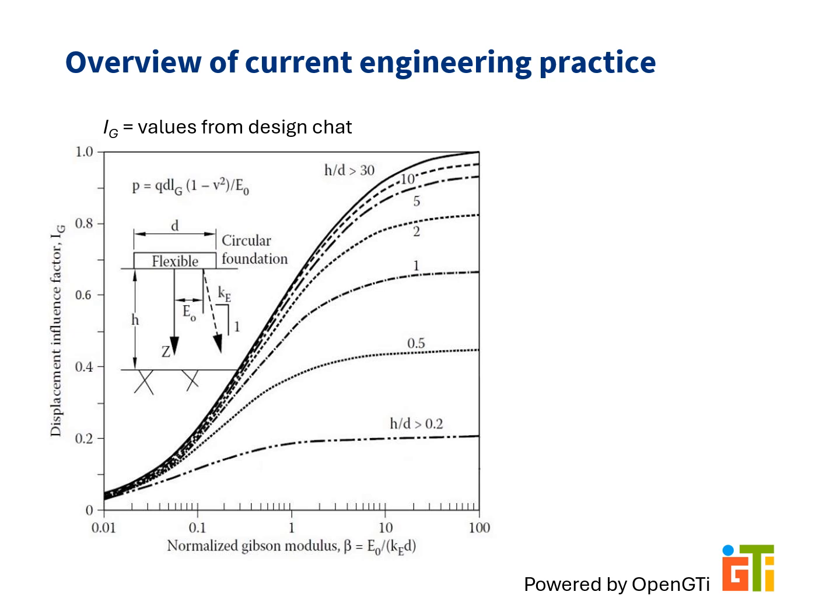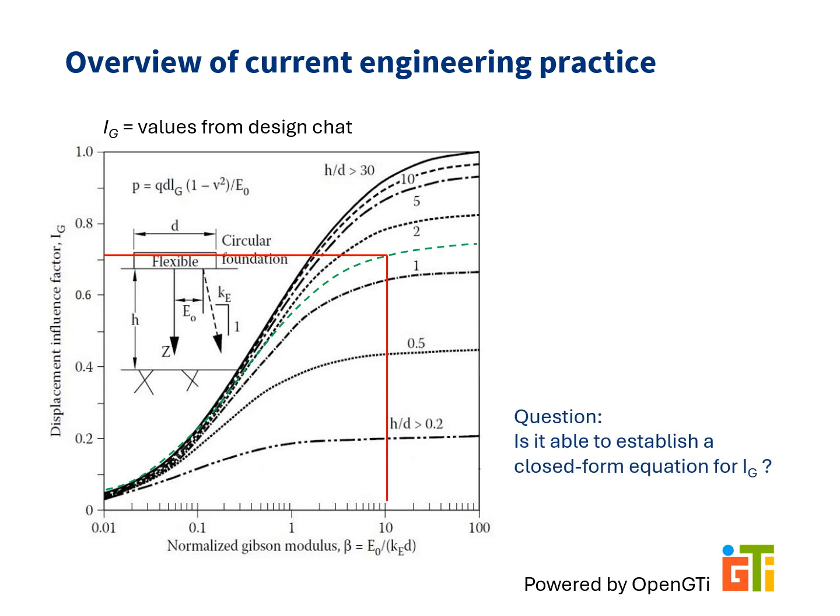Now, think about obtaining the value of IG manually from this log scale chart. It can be time-consuming, and let's be honest, human error can creep in. That's where a regression model comes in. The task here is to find a closed form equation for IG.